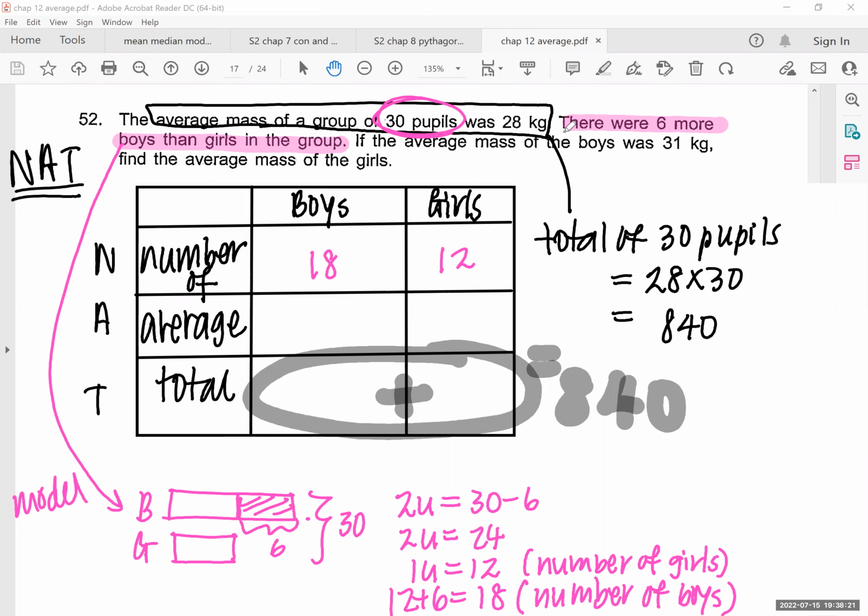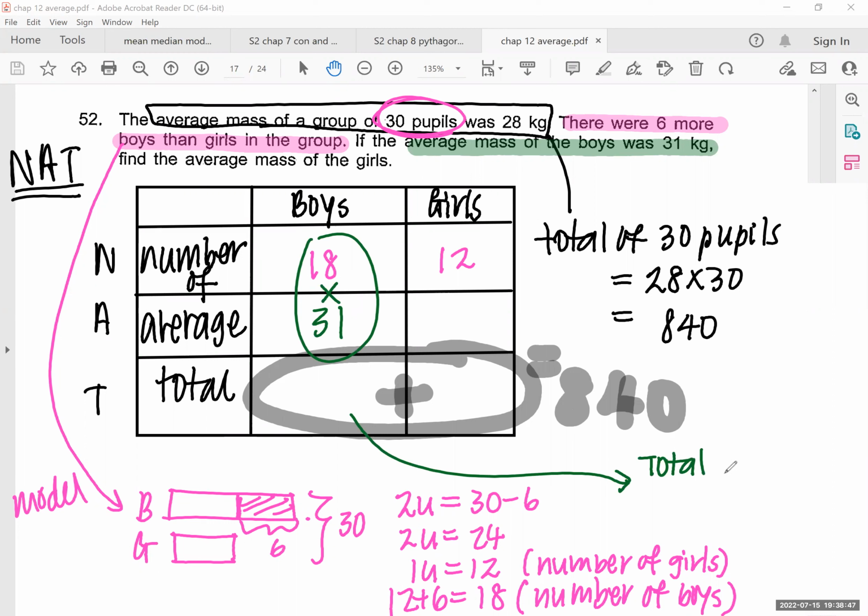Now let's move on to green. They say the average mass of the boys is 31. So where do I put 31? Average, right? So from here, what can I find already? Total of who? So I can find here, right? So I can find the total of the boys.